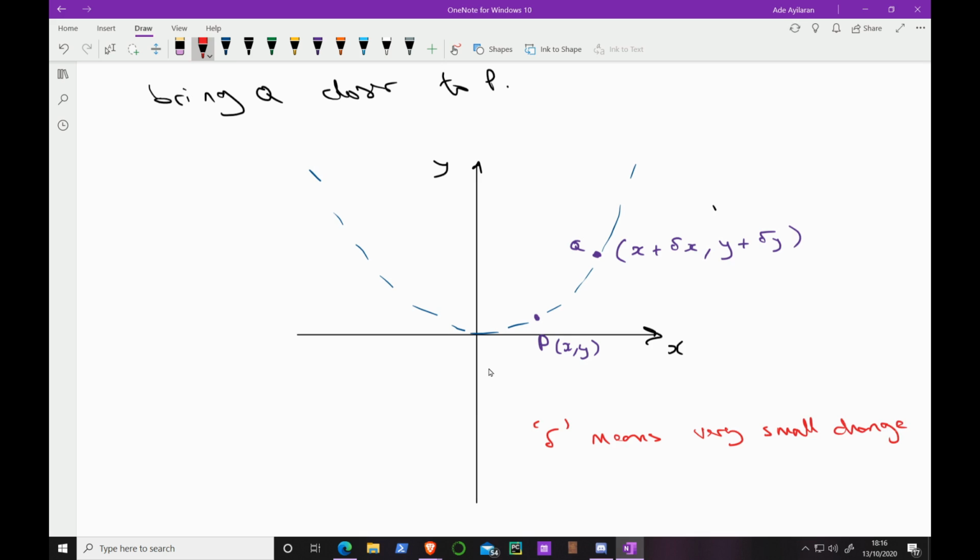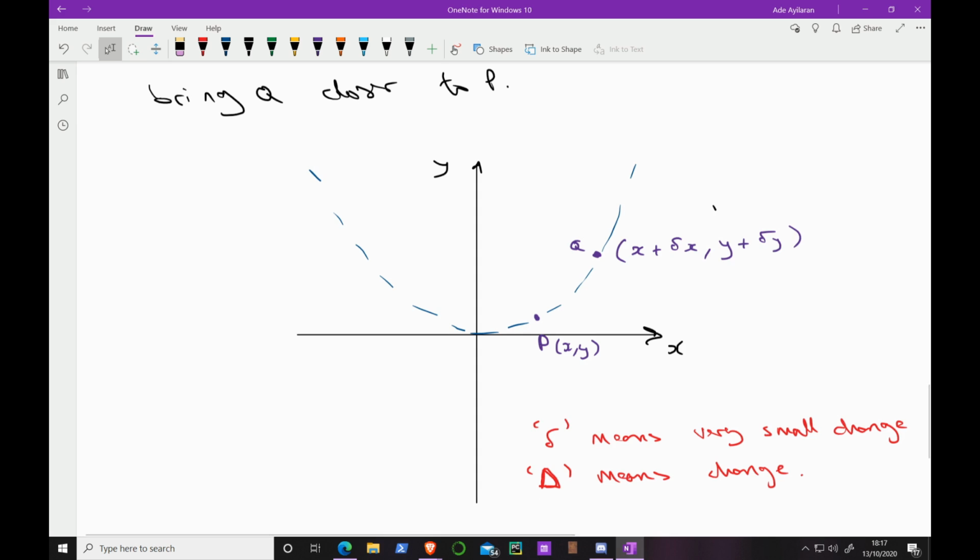This thing here, capital delta, just means change. But there's a subtle difference between this delta, which looks like a triangle, and the small lowercase delta. Small lowercase delta means very small change. Capital delta simply means change. So essentially, what we're doing here is choosing a point that is a very small distance away from the point at which we are trying to find the tangent.